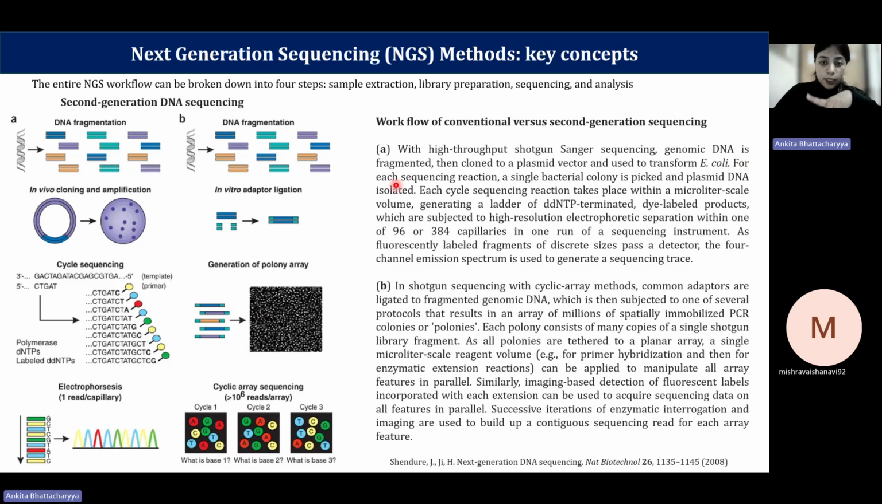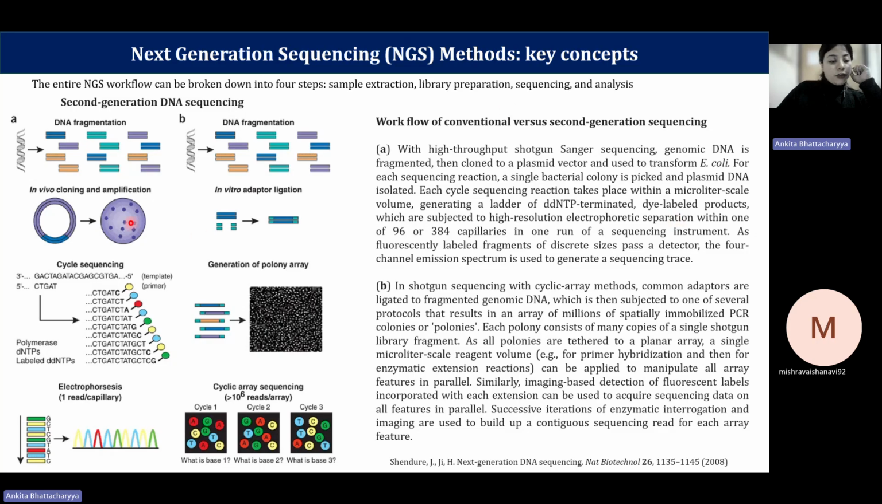For each sequencing, I'm reading the legend here currently. For each sequencing reaction, a single bacterial colony can be picked and plasmid DNA can then be isolated. Each cycle sequencing reaction takes place within a microliter scale volume. So within a very small volume, the reaction actually takes place and it generates a ladder of ddNTP-terminated, dye-labeled products, which can then be subjected to high resolution electrophoretic separation within the capillaries of the sequencing instrument.